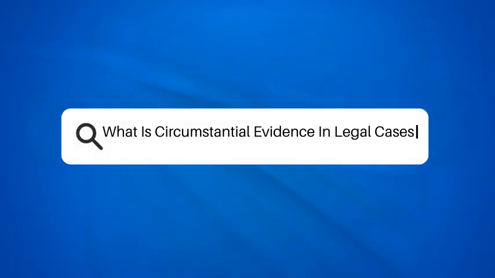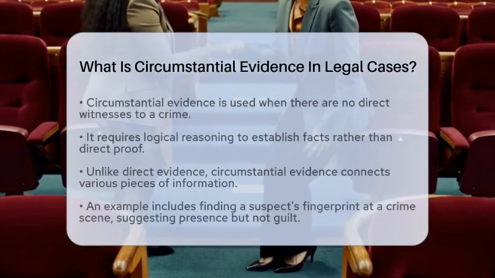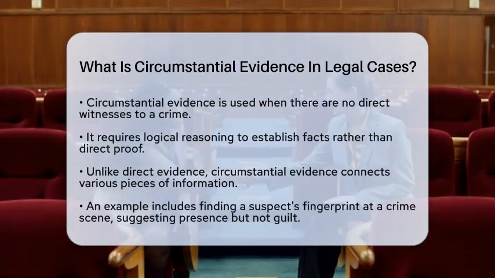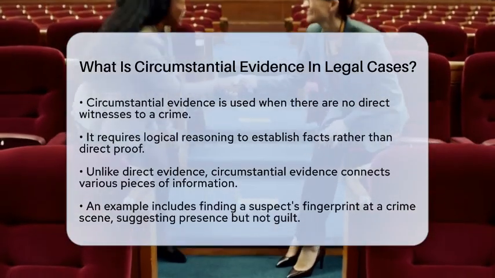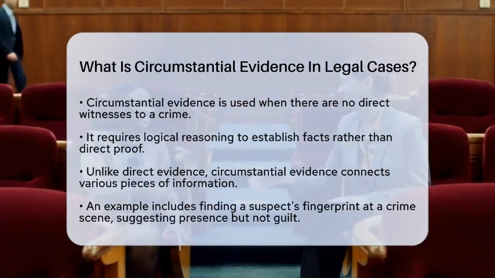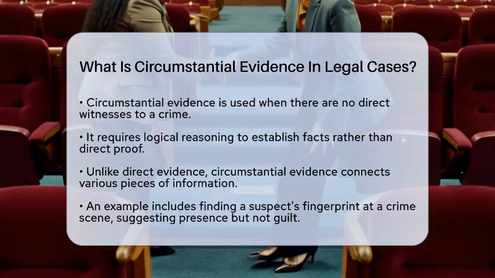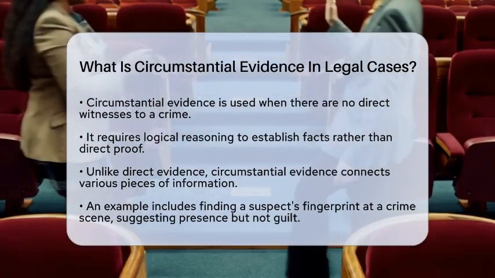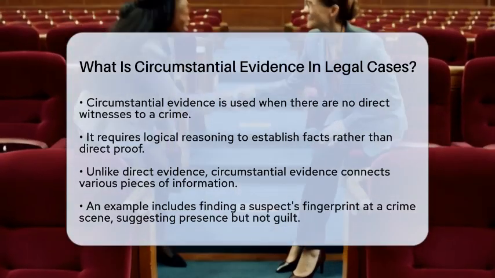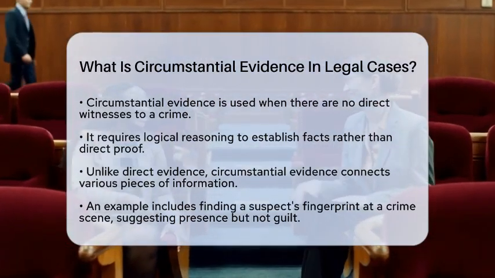What is circumstantial evidence in legal cases? Have you ever wondered how a case can be built without a witness directly seeing a crime? This is where circumstantial evidence comes into play. Circumstantial evidence is a type of evidence that does not directly prove a fact. Instead, it requires the court to make logical inferences to establish that fact.